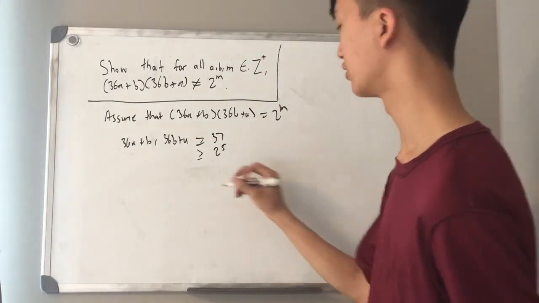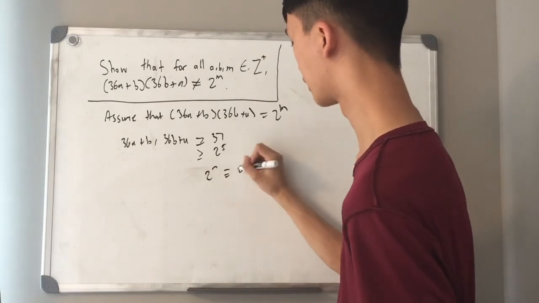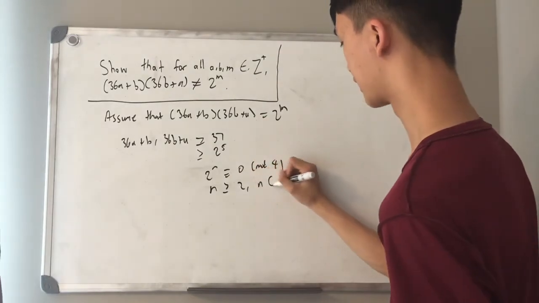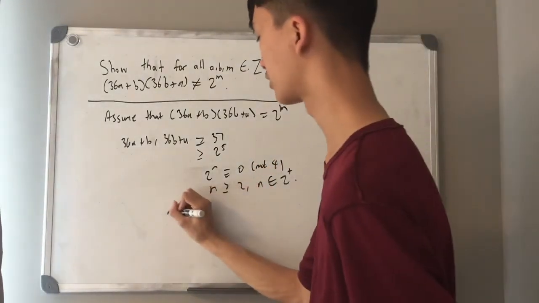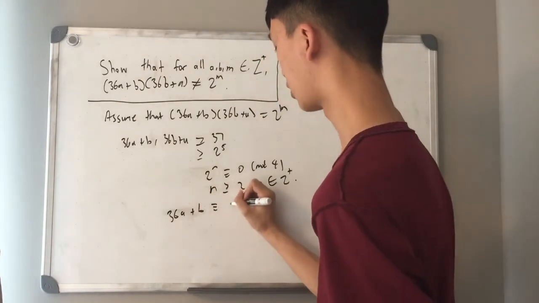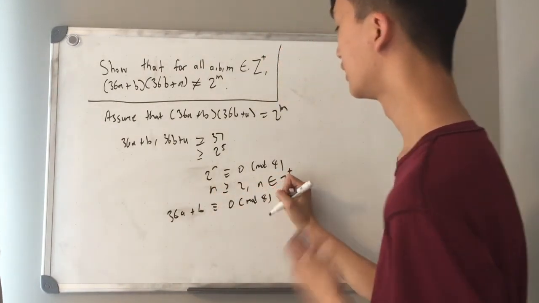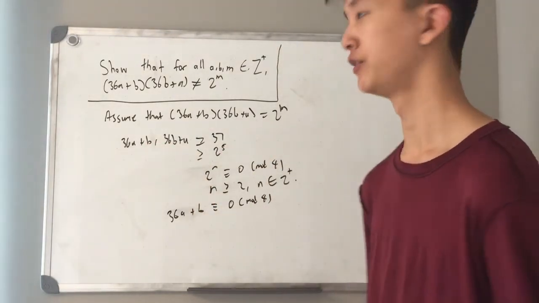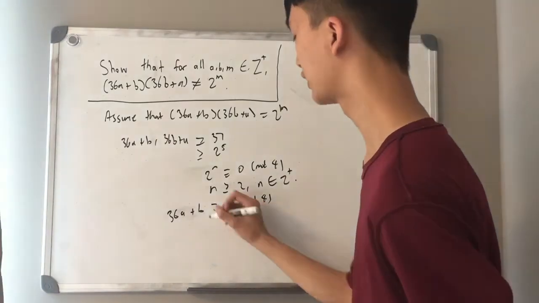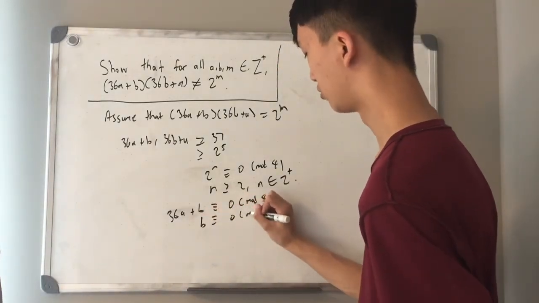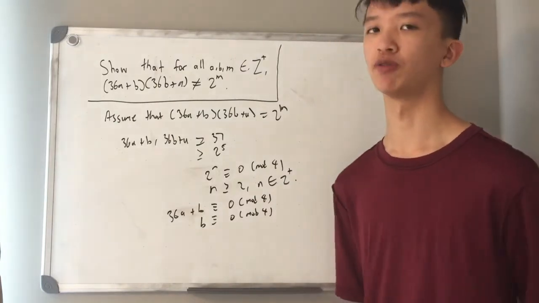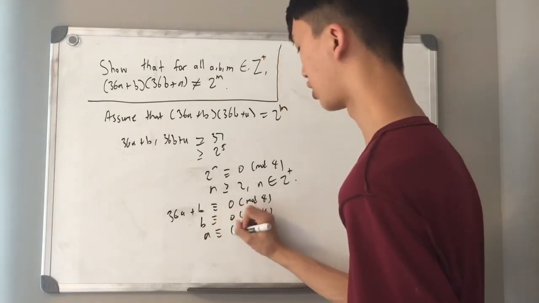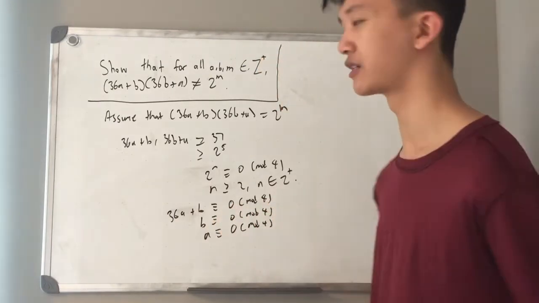Now it's pretty easy to tell that 2 to the power of n is congruent to 0 mod 4, as long as n is greater than or equal to 2 and n is a positive integer. And so that means that 36a plus b must also be congruent to 0 mod 4, since 5 is greater than 2, and 36a plus b is greater than or equal to 2 to the power of 5. So now 36 is a multiple of 4, so all we're left with is b is congruent to 0 mod 4, and that means that b is a multiple of 4. Similarly, we can do the same thing for 36b plus a to get that a is also congruent to 0 mod 4, and so a is also a multiple of 4.